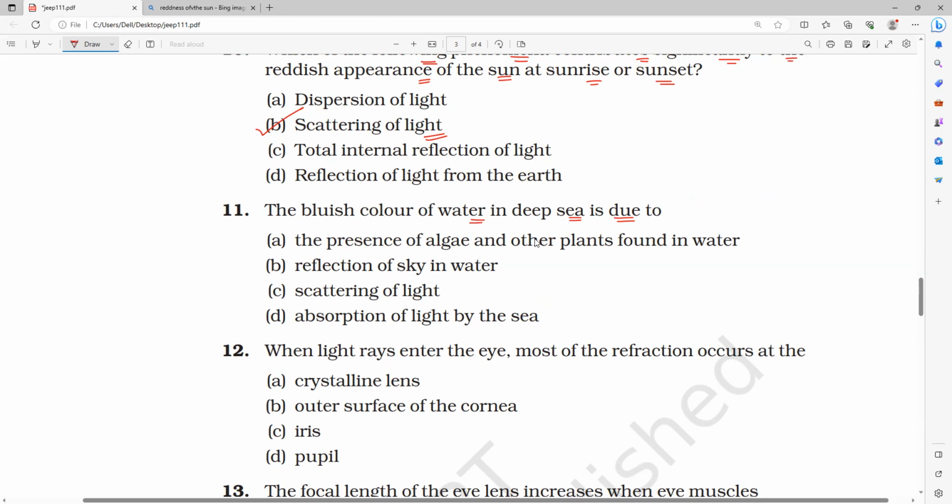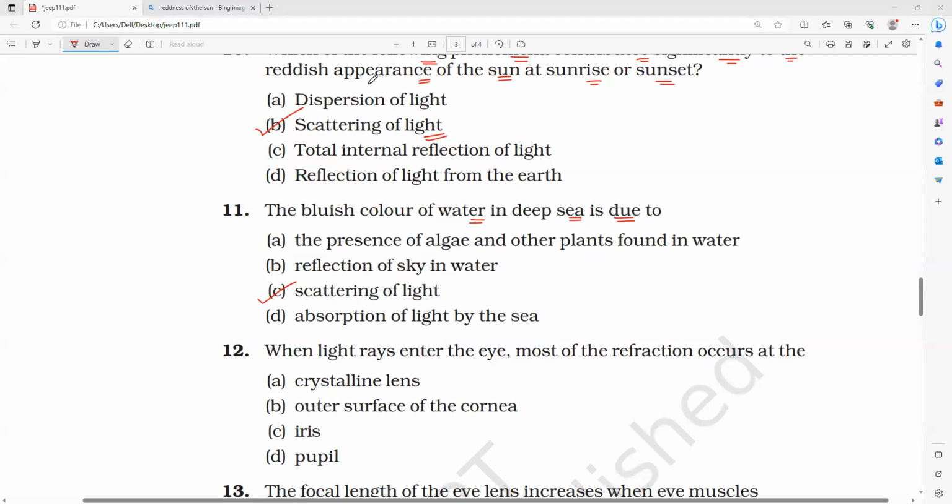The bluish color of the water in the deep sea is due to what effect? Scattering of light. All of you open your textbook. You can see the first paragraph, scattering of light. One of the examples is the blue color of the sky. Sorry, the bluish color of the water. Am I right? All of you?